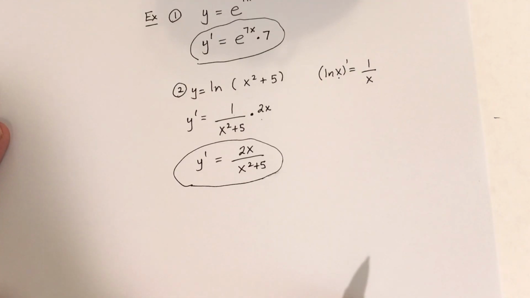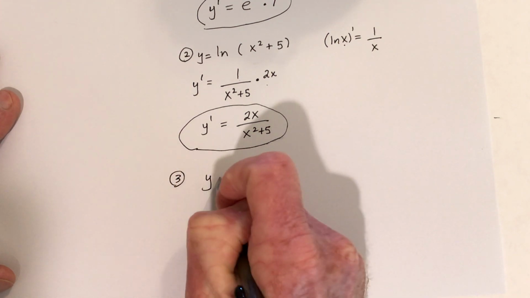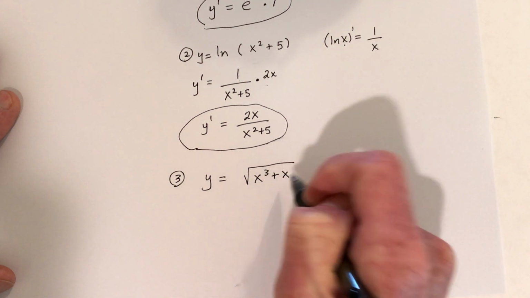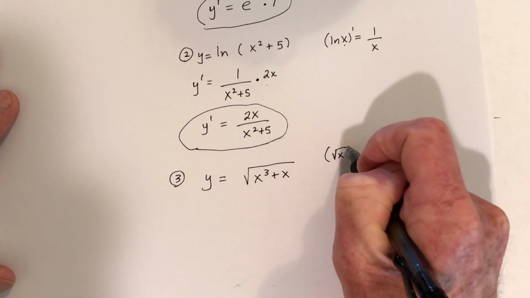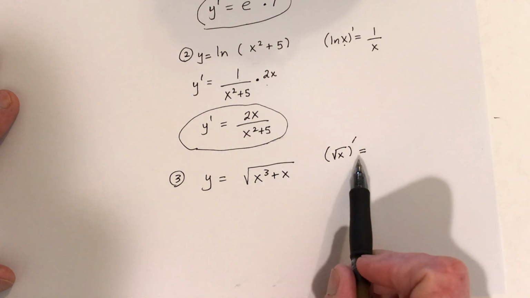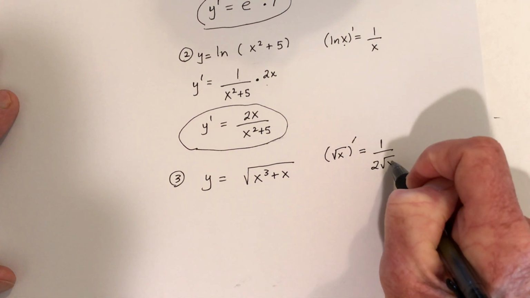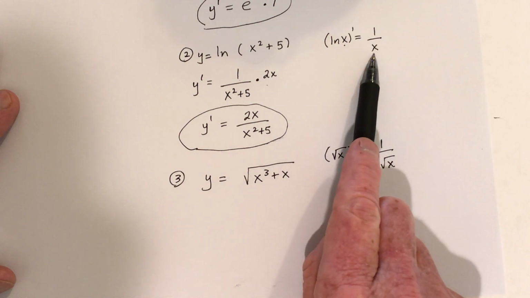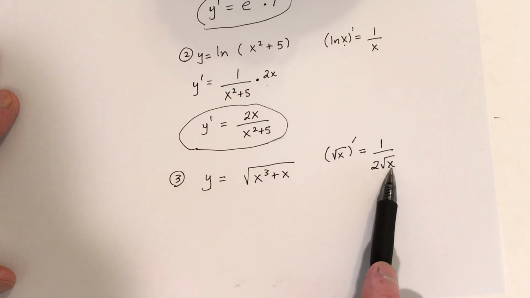All right, next up, what about the square root function? So for example number 3, how about the square root of x cubed plus x? Well, when you take the derivative of the square root function, you could rewrite it as the 1/2 power and then do the power rule, but it's better to just remember the derivative of the square root function is 1 over 2 times that square root function. And much like with the natural log, whatever's right here, the exact same thing goes right here. So whatever's inside of the square root, you put the exact same thing right here.